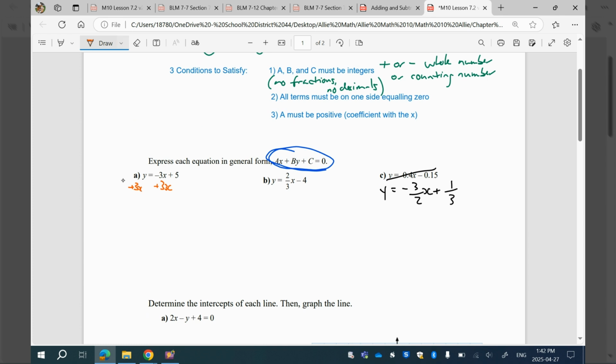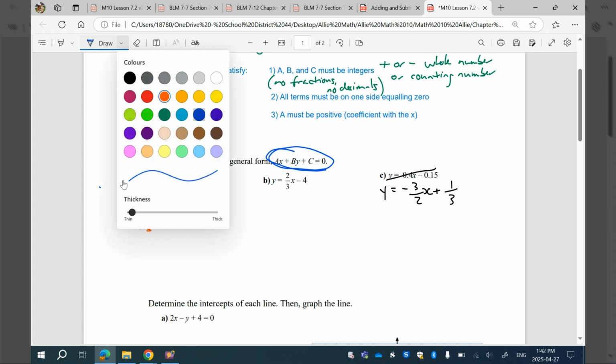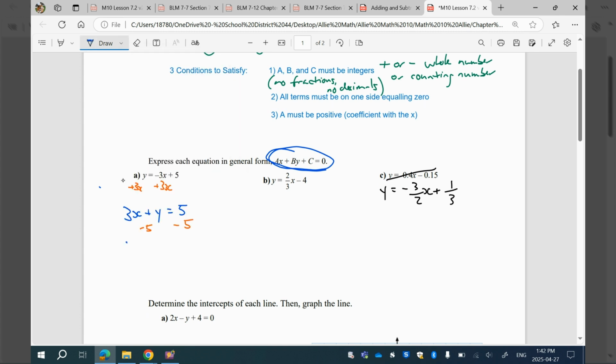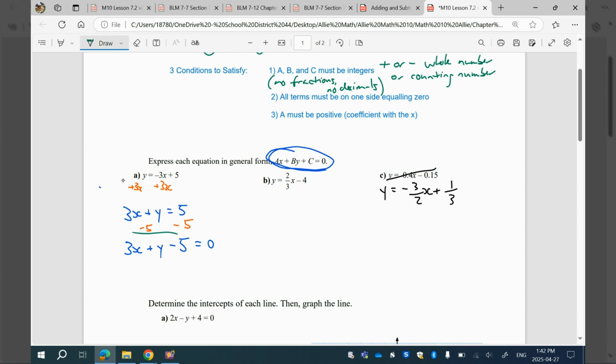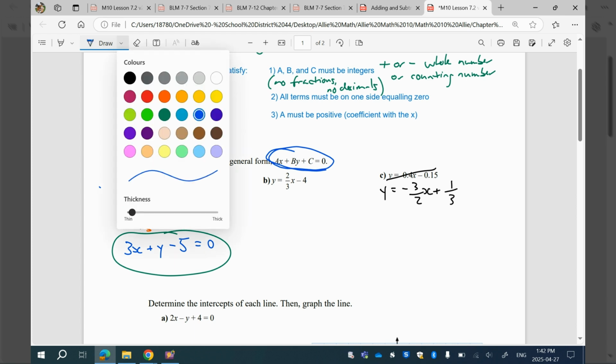So now we've got 3x plus y equals 5. And now, we have a positive y, but we don't have all of our terms on the same side. So let's move the 5 over as well. We got 3x plus y subtract 5 equals 0. And now we've satisfied all of our conditions. We have integers for the coefficients and for the constant, so we're in general form. Let's do the next one.